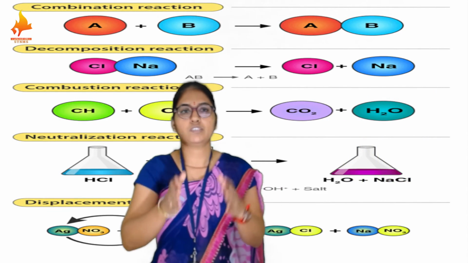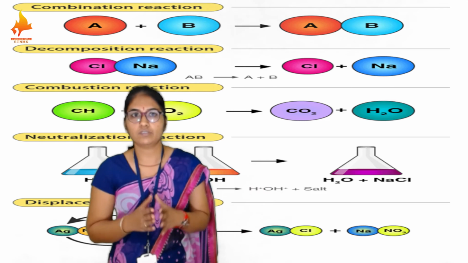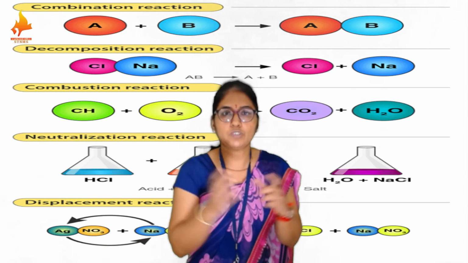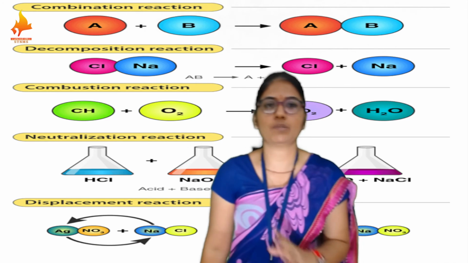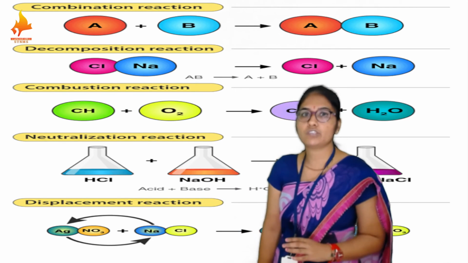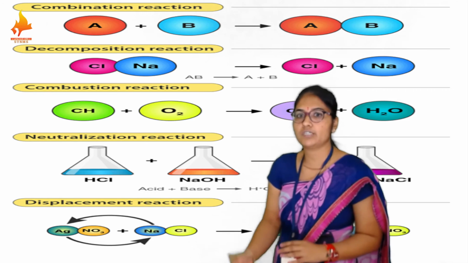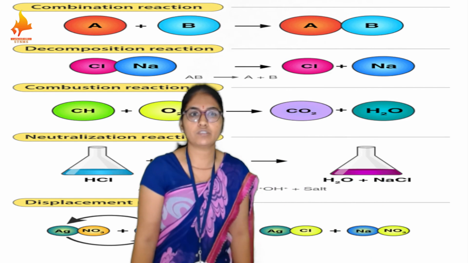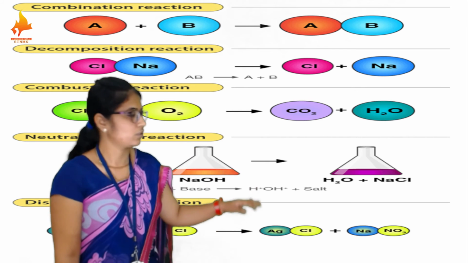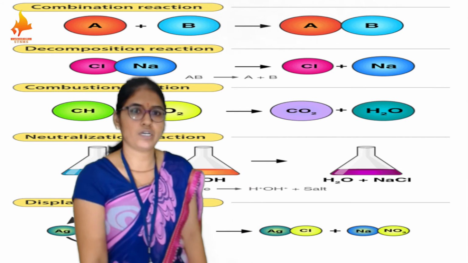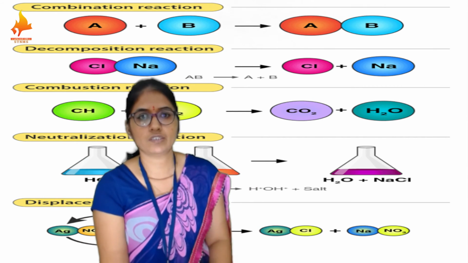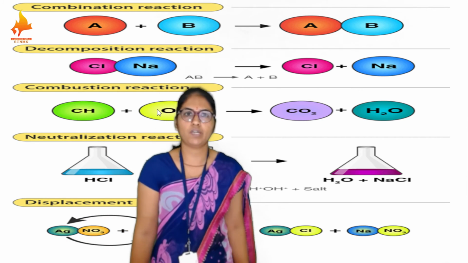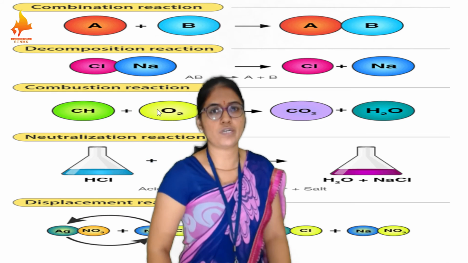So we will see the summary of all the types of reaction. Number one, we have discussed combination, that is a reaction between two or more reactants to form a single product. Second, decomposition reaction, where a single reactant breaks down into two or more products. Then a combination reaction can also be of combustion type, when the reaction is between hydrocarbons and oxygen. When a hydrocarbon burns, it gives CO2 and H2O.